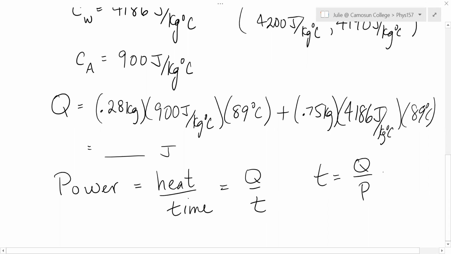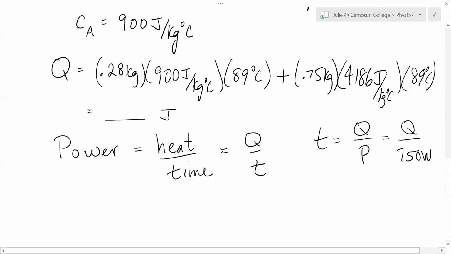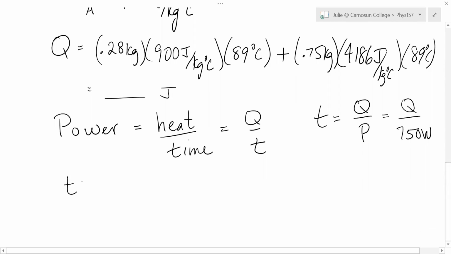So you would take the Q that's just calculated in the line above, and then you would divide that by 750 watts. Okay, so you can check out this answer. This will give you seconds: 4.02 times 10 to the 2 seconds, or 6.7 minutes. Okay, so that's example number 1.